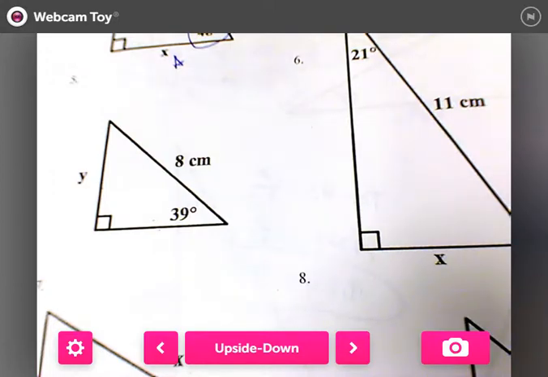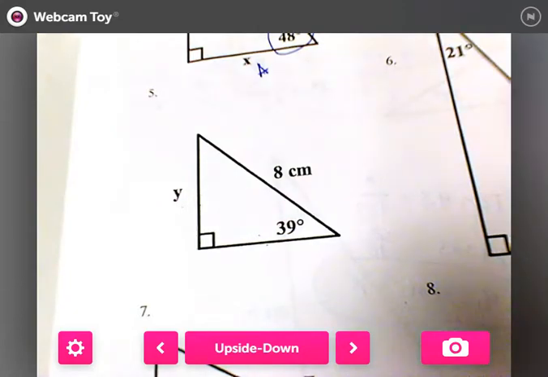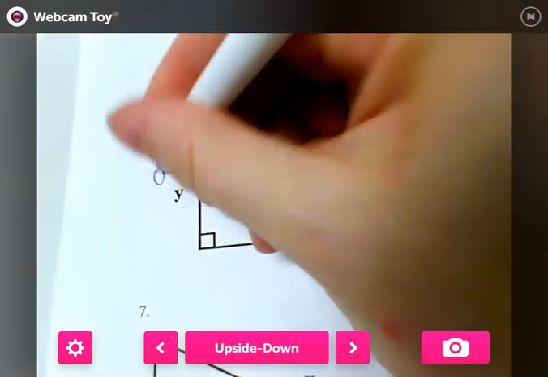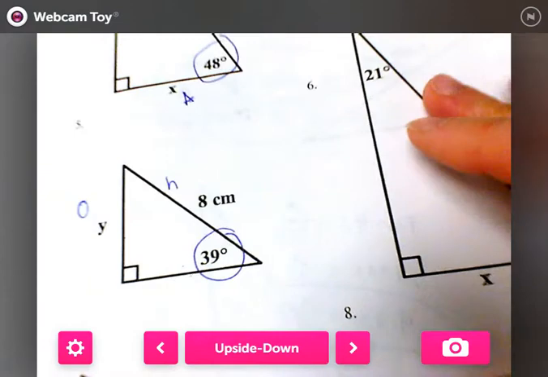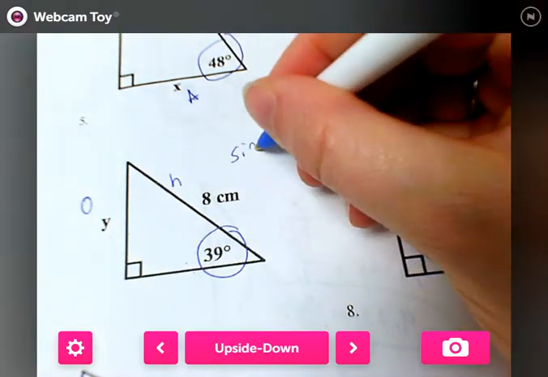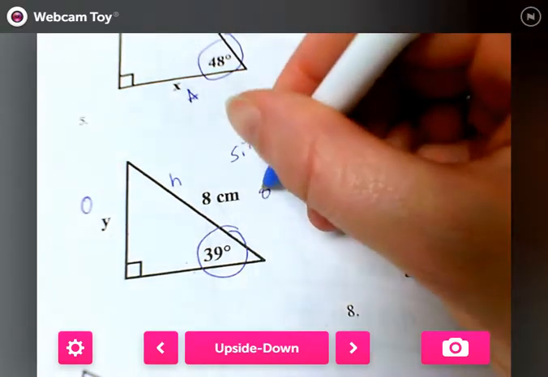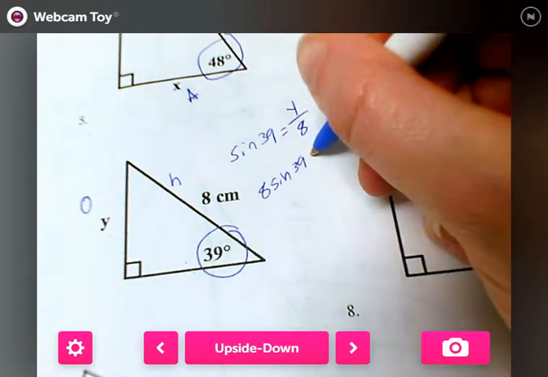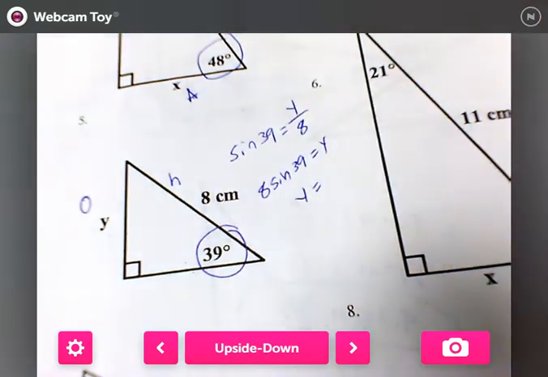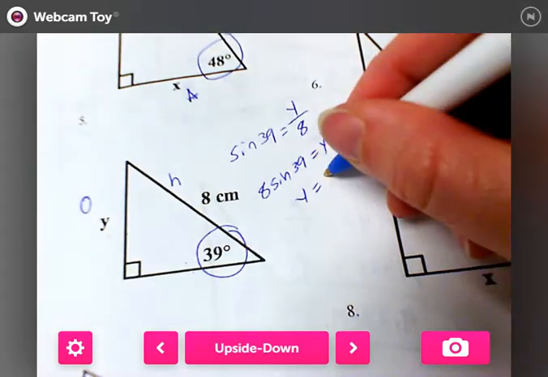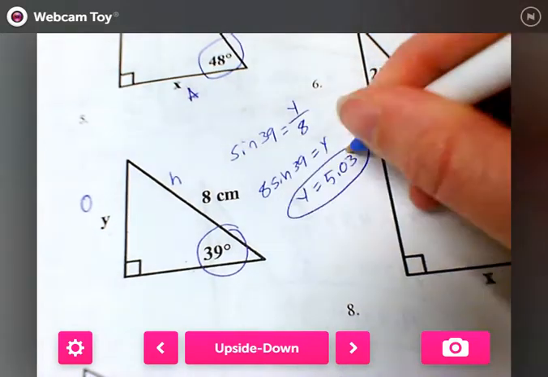All right, guys, let's go over these. Number 5, here's my angle. This is my opposite and hypotenuse. Opposite and hypotenuse means you use sine. So sine of 39 equals opposite y over hypotenuse 8. So 8 sine 39 equals y. So y equals, this is what I put in my calculator, 8 sine 39, and I get 5.03 centimeters.